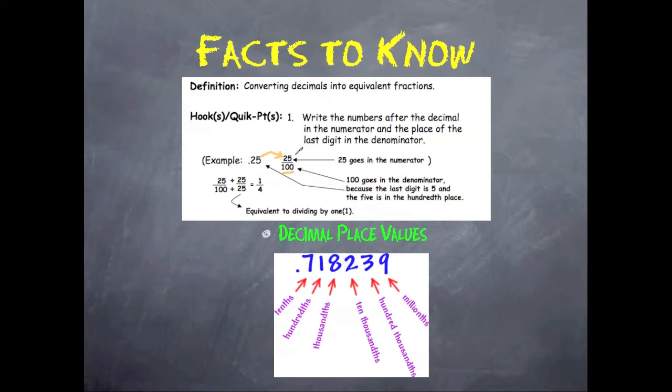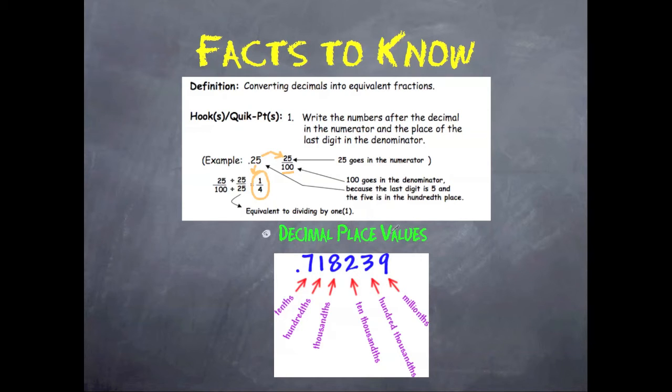Then we look to see if we can simplify. So we know that the greatest common factor of 25 and 100 is 25, so we divide the top and the bottom by 25. Now doing this, dividing the top and the bottom by the same number, is equivalent to dividing by 1. So that means we'll end up with a fraction that has the same ratio as the previous fraction. So dividing the top and the bottom by 25 gives us 1/4. So that means that 0.25 is equivalent to 1/4 when converted to a fraction.